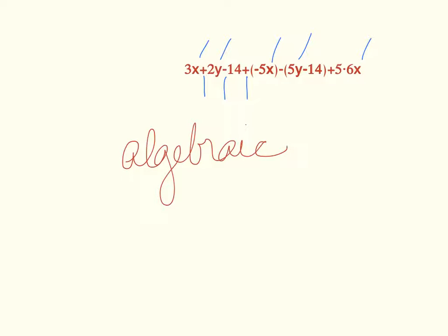Terms are separated by addition and subtraction signs. So where there is a multiply, that does not mean there's two terms. 3 times x plus 2 times y, that would be two different terms.